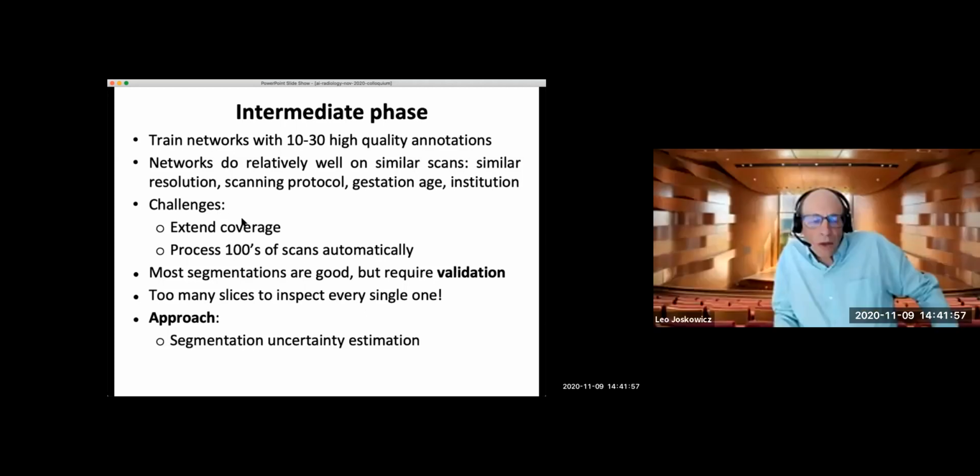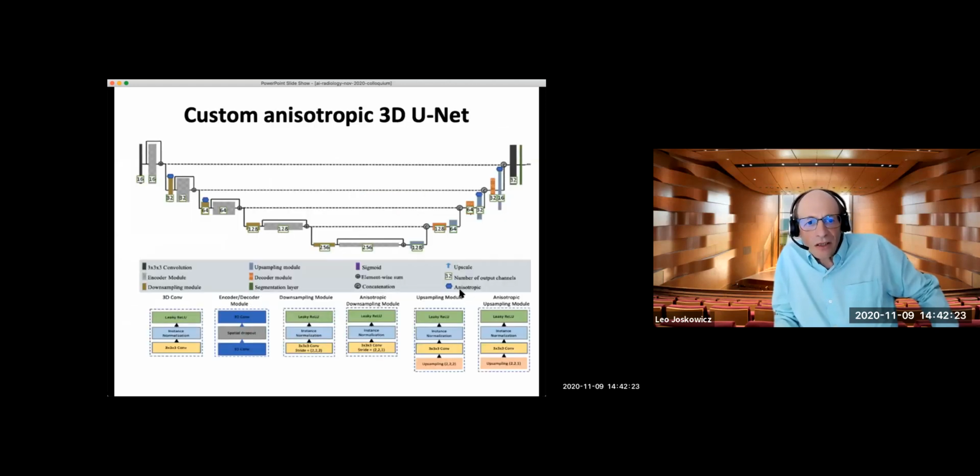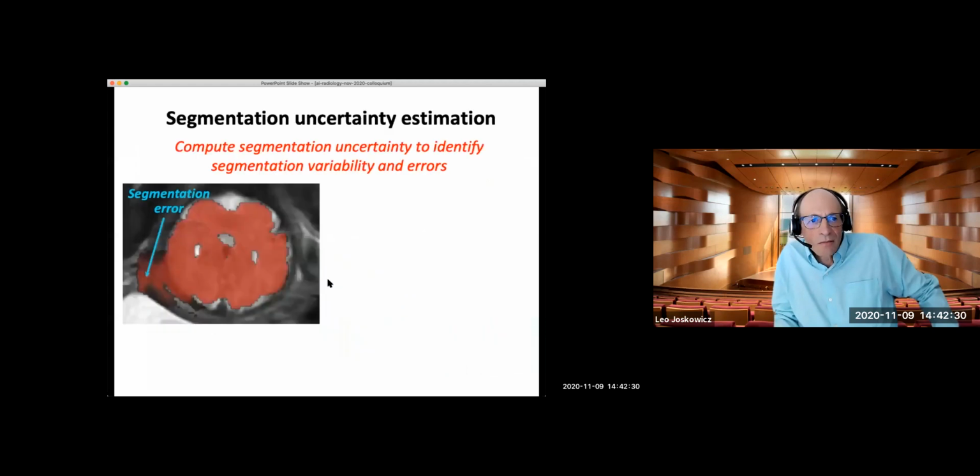So what we want to do now is to scale this up to acquire more high quality segmentations, but this requires validation. And this is the way we do this in the second stage. We have an approach which usually finds a region of interest with one network. So this is one network that knows how to find a region of interest, in this case, the brain, and then a second one that generates a prediction. Okay, I'm not going to go over the details. This is a custom architecture we developed to deal with different types of resolutions. But let me show you what happens with the uncertainty estimation.